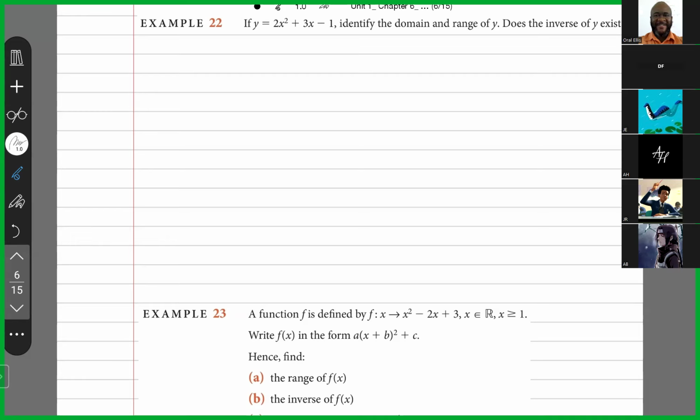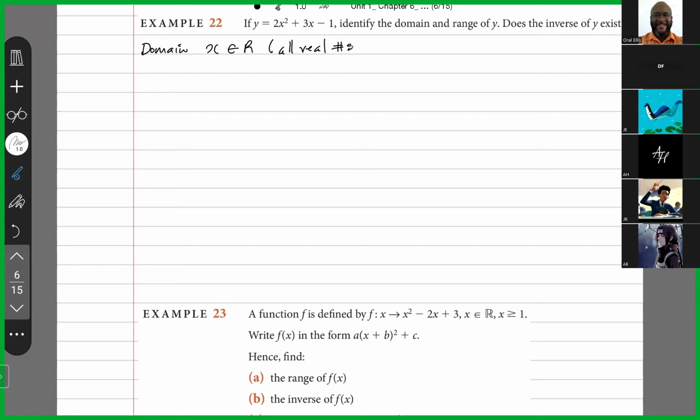Now, for a quadratic function, the domain is usually x, which is an element of the set of real numbers, all real numbers. So I can start out by saying what the domain is. The domain is essentially x is an element of the set of real numbers. So all real numbers.